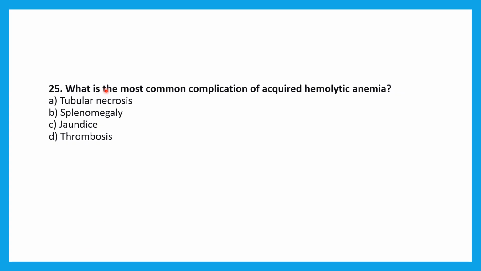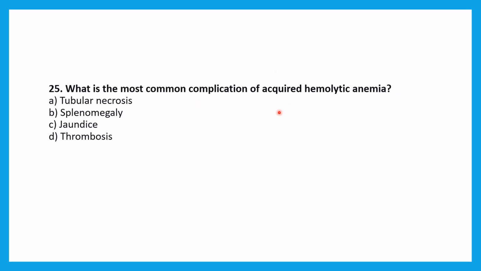25. What's the most common complication of acquired hemolytic anemia? A, tubular necrosis, B, splenomegaly, C, jaundice, D, thrombosis. So what's the common complication of acquired hemolytic anemia?